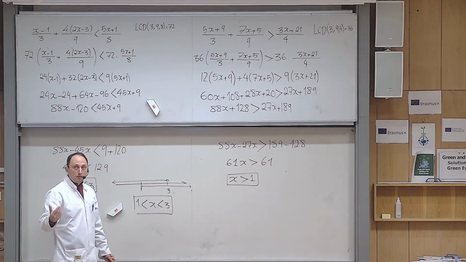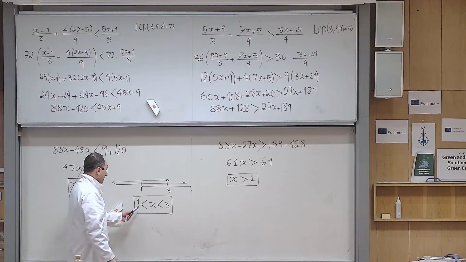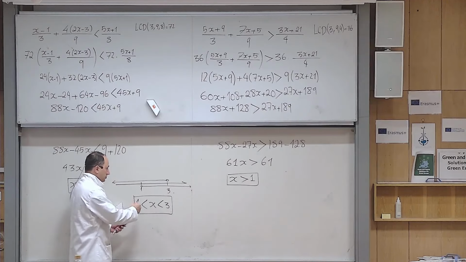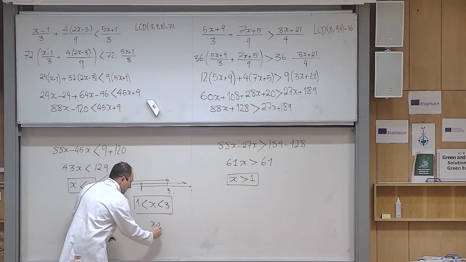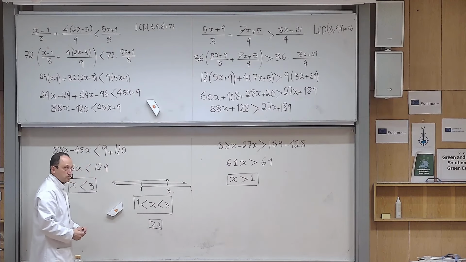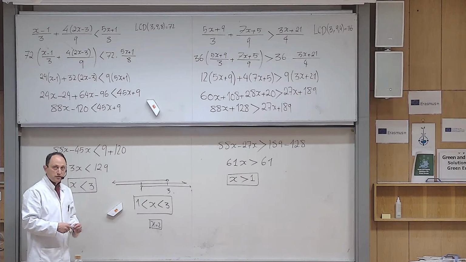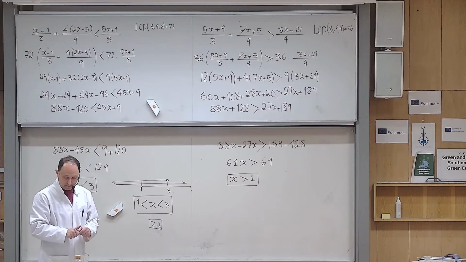But the problem mentions that x is an integer. So there is only one integer between 1 and 3, and that integer is just 2. So that is why the problem gives x equals 2 as the answer, because they have emphasized that we want to find an integer with these two properties.